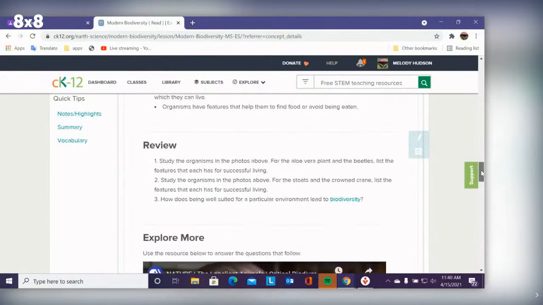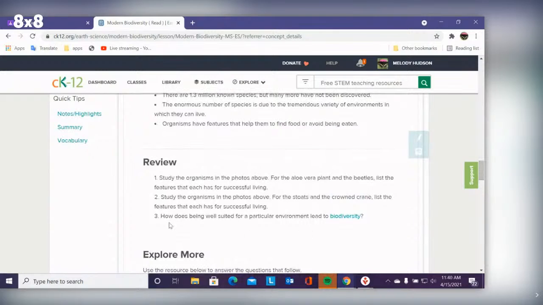So if you look at the pictures, I want you to list the features the organisms have for successful living, and study the organisms in the photos below. For the stoats and crowned crane, list the features they have for successful living.